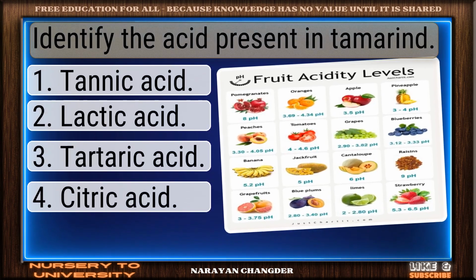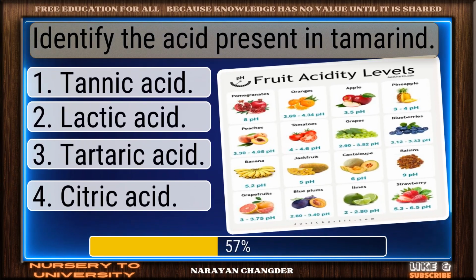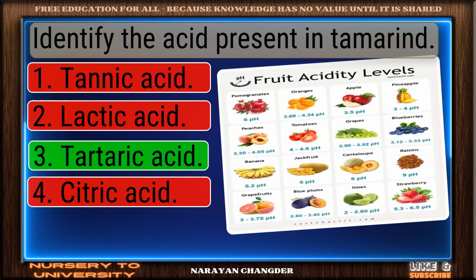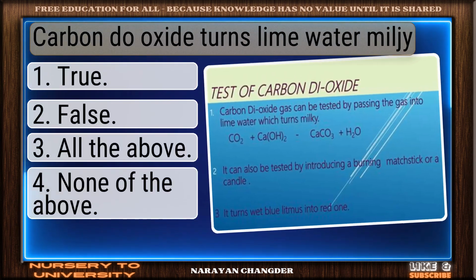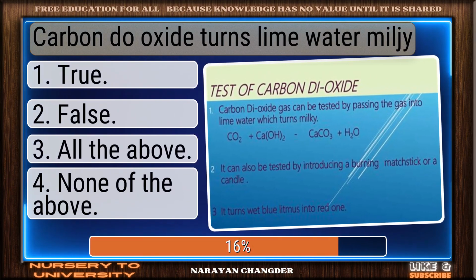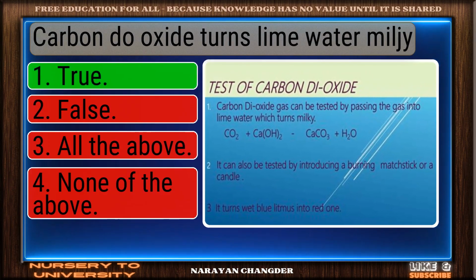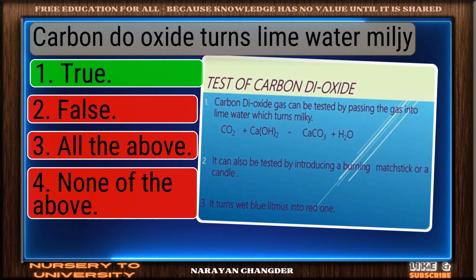Question number 27. Identify the acid present in tamarind. Correct response. Tartaric acid is the most accurate answer. Question number 28. Carbon dioxide turns lime water milky. Excellent. True is a brilliant choice.